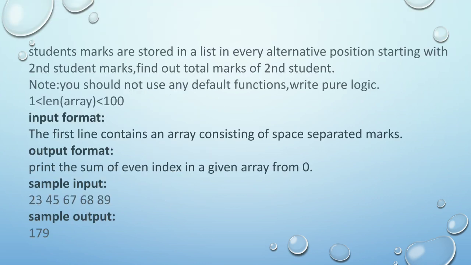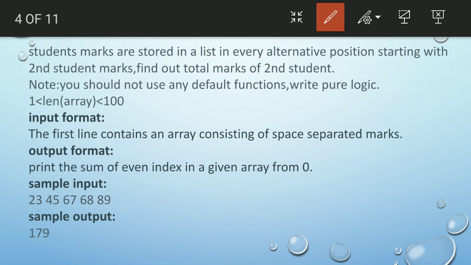Next question. Student marks are stored in a list. So this is a list, and here the student marks are stored. In every alternating person starting with the second student's marks, find out the total marks of the second student. So see here what it is saying. After reading this much, you will not get a clear idea what it is actually saying.